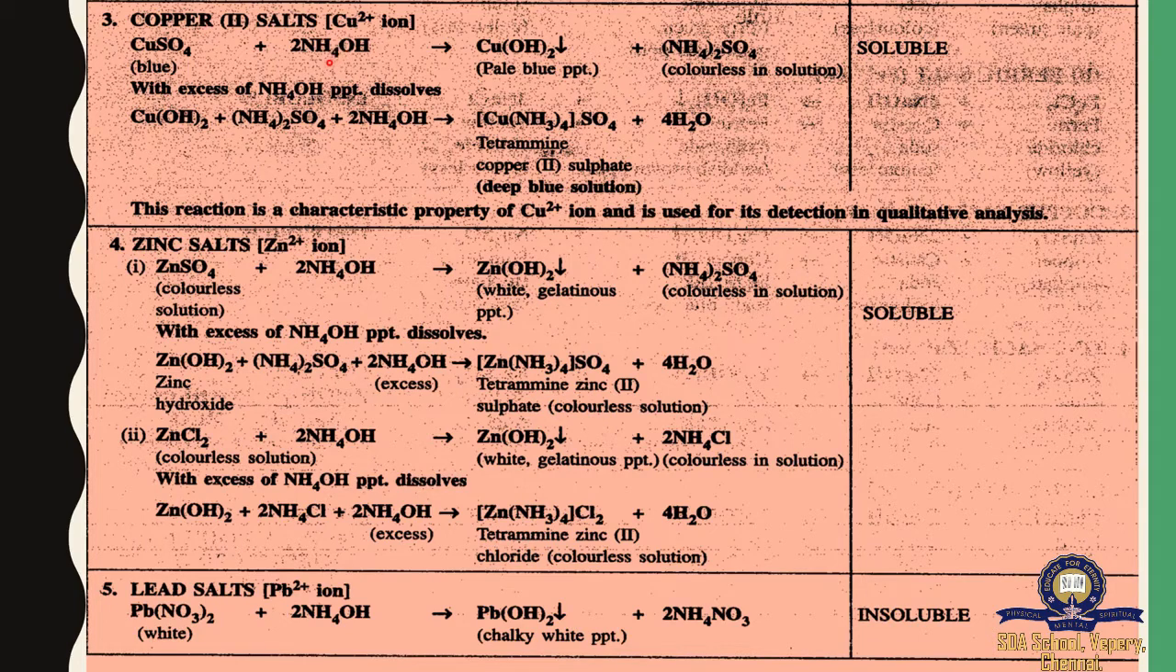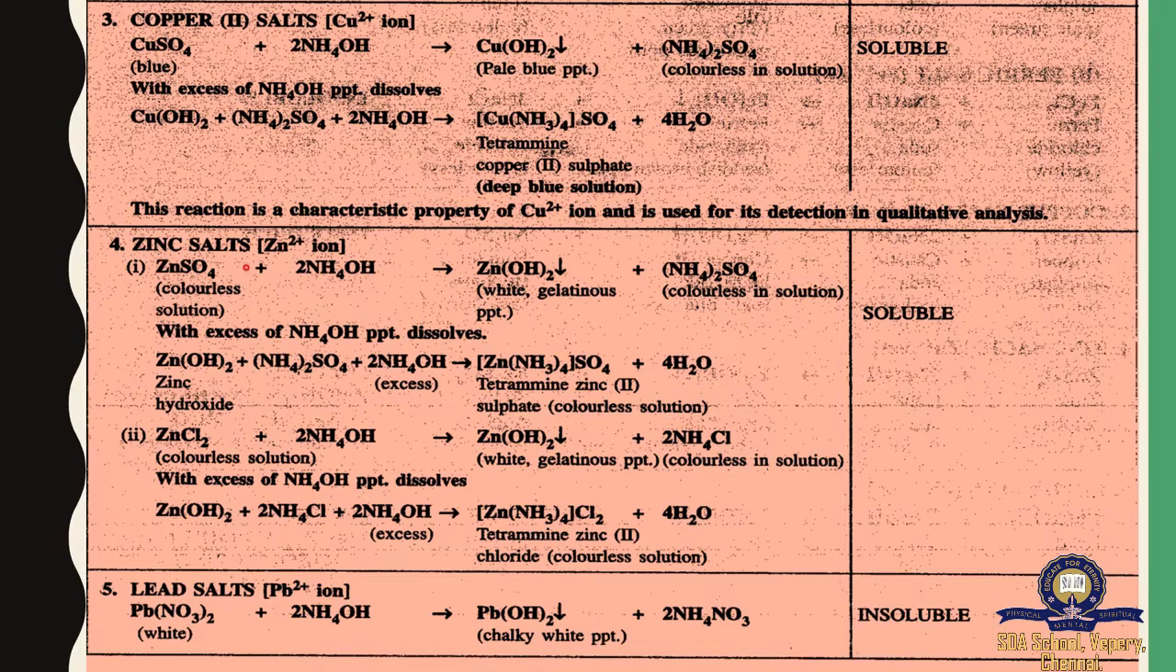Copper sulfate reacting with ammonium hydroxide is precipitating copper hydroxide. It is a pale blue precipitate and then forms the corresponding ammonium sulfate salt. It is soluble in excess of ammonium hydroxide, so it is forming tetraamine copper(II) sulfate. When we add an excess amount of ammonium hydroxide, it gives out water, like a neutralization reaction. It gives a salt plus water. This reaction is a characteristic property of the Cu2+ ion and is used for its detection in qualitative analysis. So it is a specific reaction to identify a copper salt in the analysis.